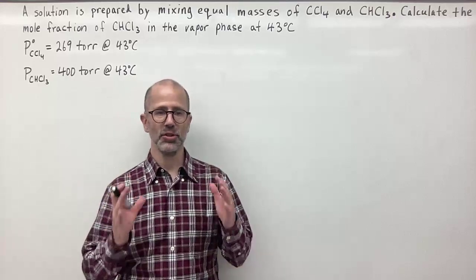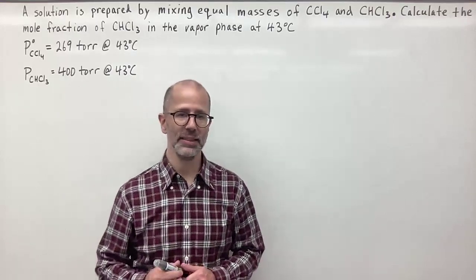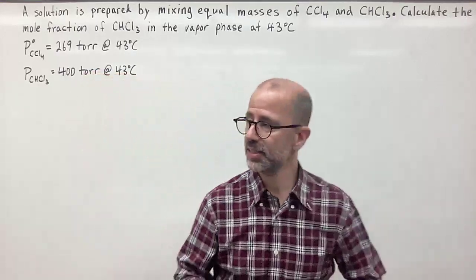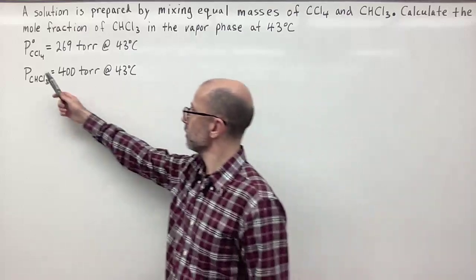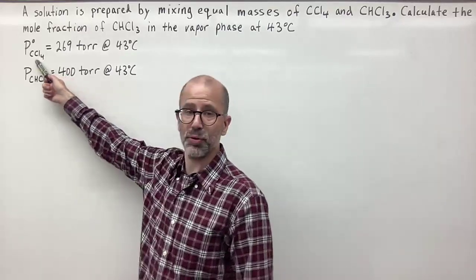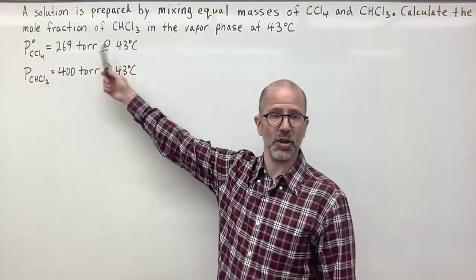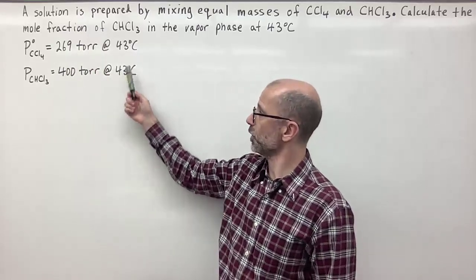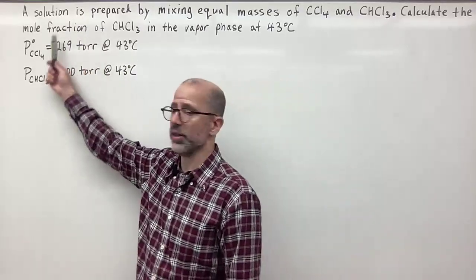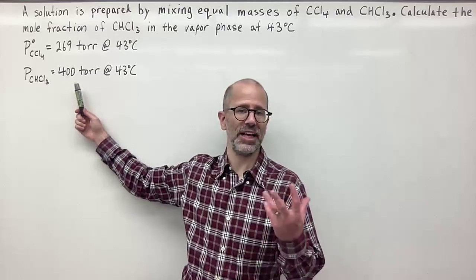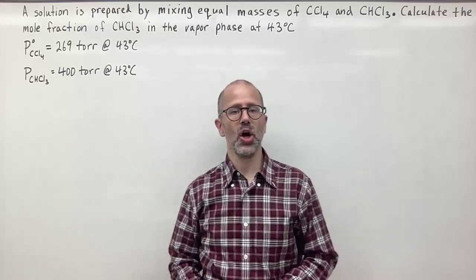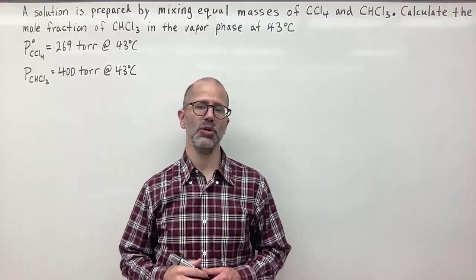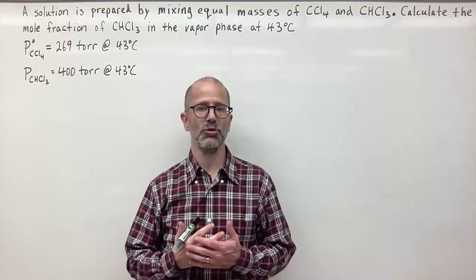Okay, so let's take a look at this. They're giving us the partial pressure of each of the substances at 43 degrees Celsius. These are what the vapor pressures would be if we had the pure substance. So what we're going to be doing is using Raoult's law to help us figure this problem out.